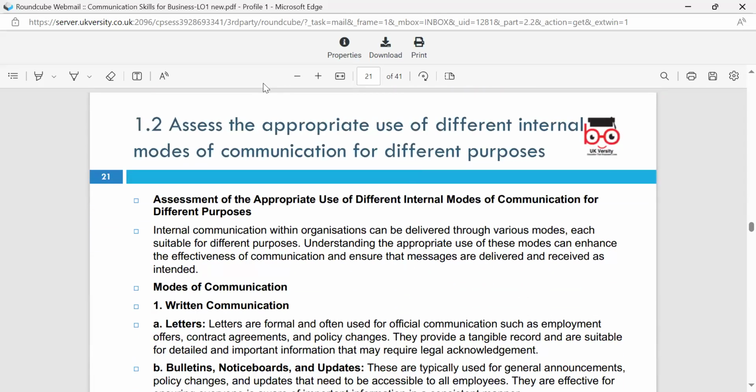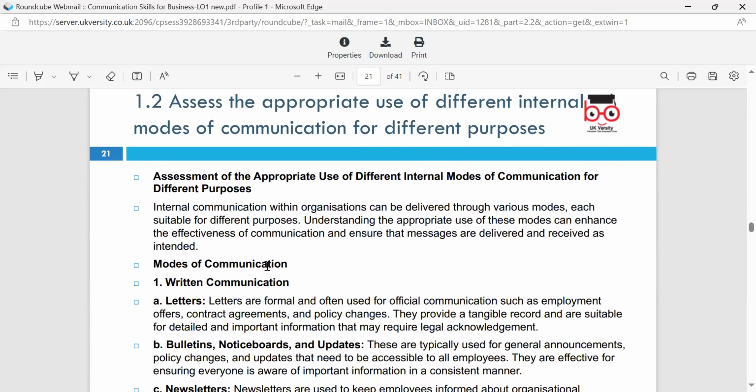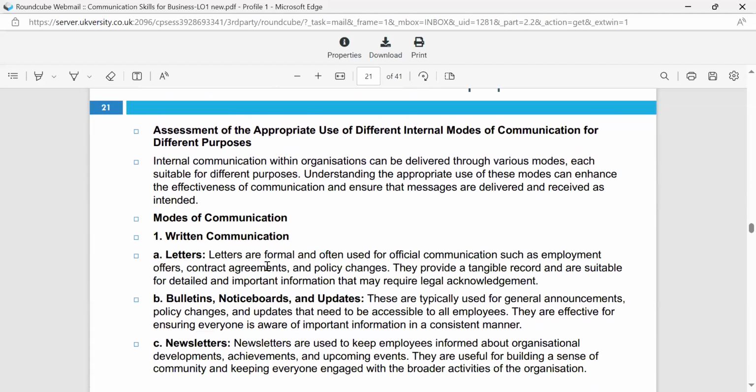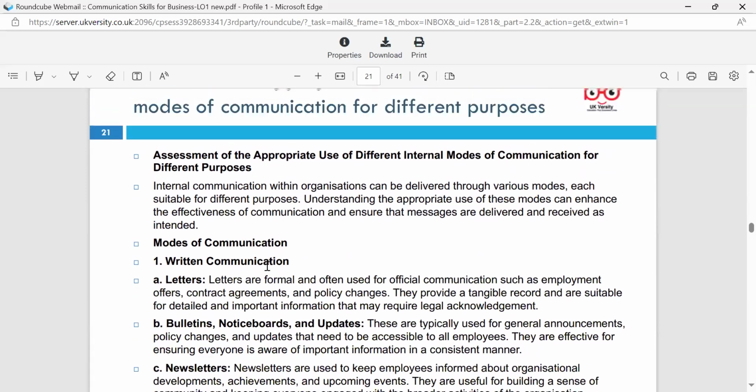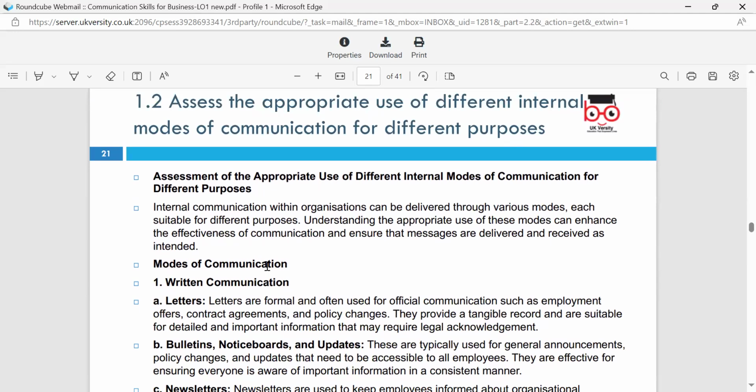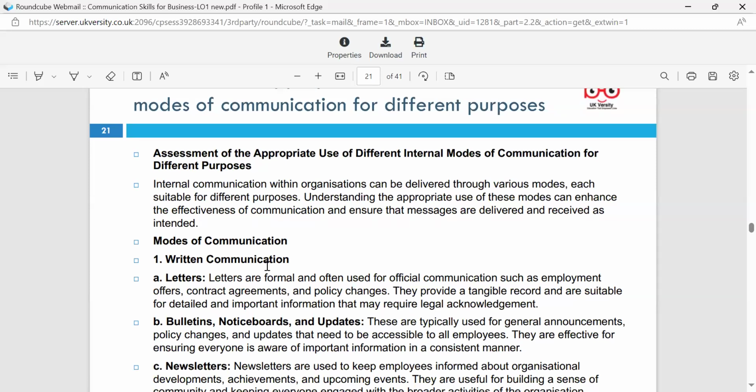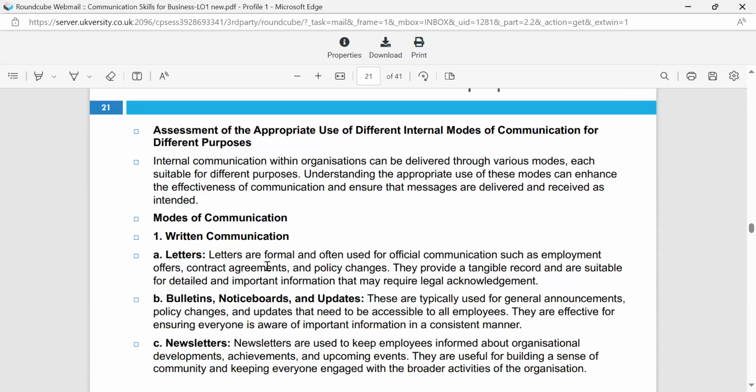Now we're going to go on to 1.2, which is to assess the appropriate use of different internal modes of communication for different purposes. So assessment of appropriate use of communication, so internal and external communication are terms to describe aspects of a business. Effective communication improves business efficiency. So the exchange of information between groups or individuals, either within a business or outside of the business, is really important, and how you deal with that ensures that the message is being delivered accurately and effectively.